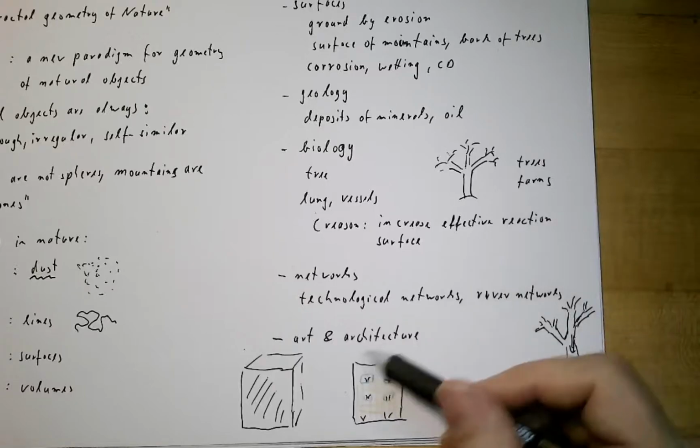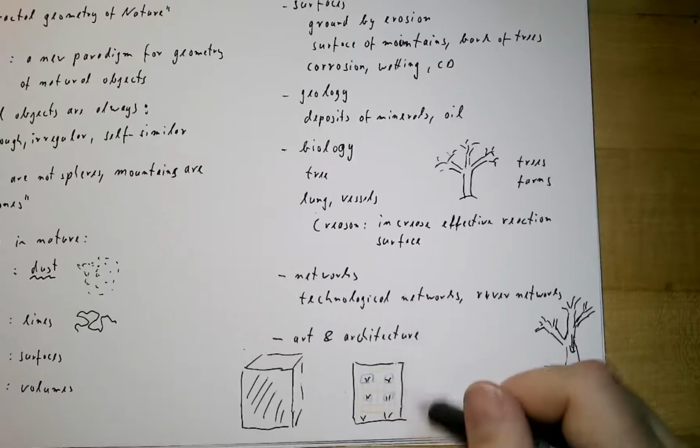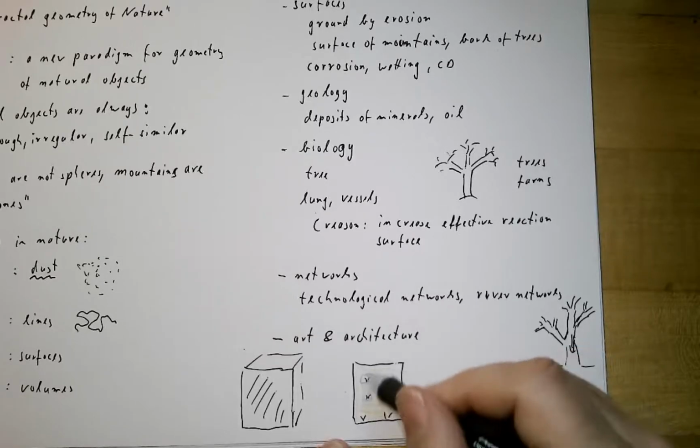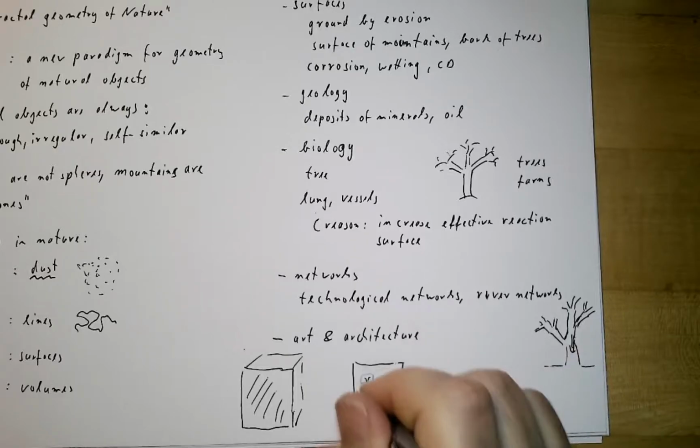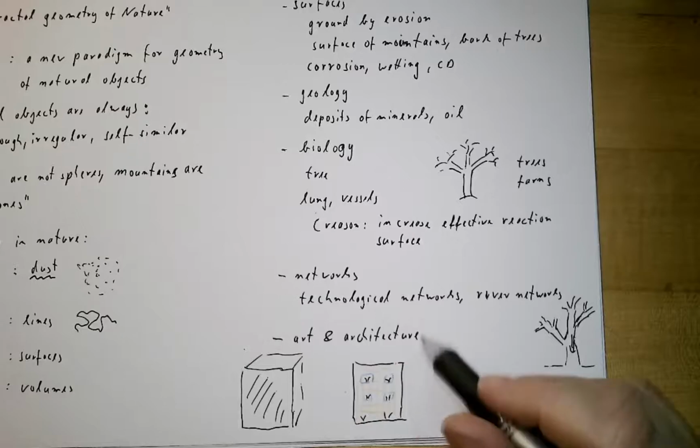And so you can now exploit this in architecture. If you want to have something interesting, you can try to generate some surfaces or objects where you just put in information at all different scales, and suddenly it looks natural.